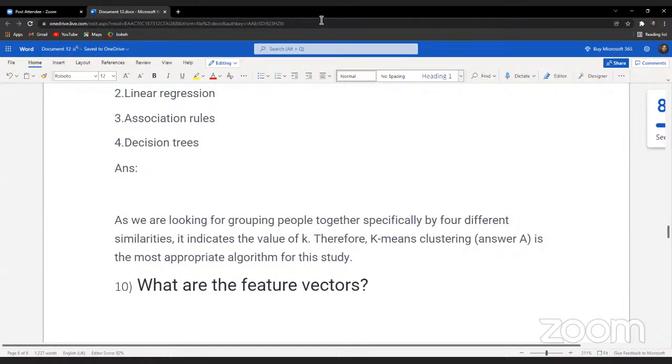Okay, yeah. Jumping into the next one, what are feature vectors? What does it actually mean? If anyone knows the answer, please ping in the chat box. I'd like to see those answers, and we'll discuss the answer in a minute.